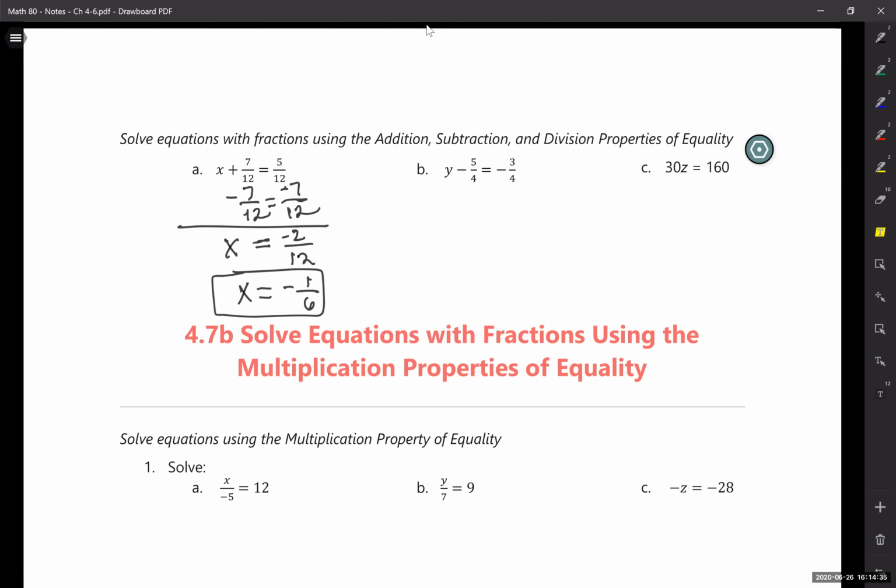All right, part B, I'm going to add 5/4 to both sides. That gives me the 0 pair, which cancels out. And I get y equals, and we have the -3/4 and the positive 5/4. And so we could just think of that as 5/4 take away 3/4. Or if you prefer, just move that negative up to the top.